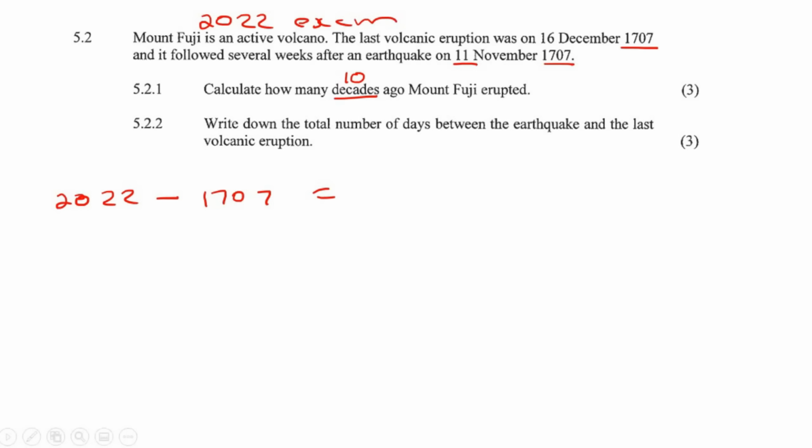Okay, so if you do that on your calculator, that's 315 years. So if you want to work out the decades, you can then divide that by 10, which would be 31,5 decades. Okay, and then the next one.